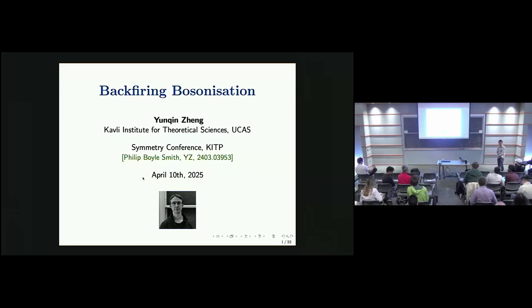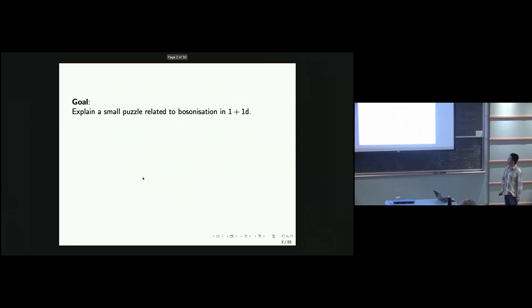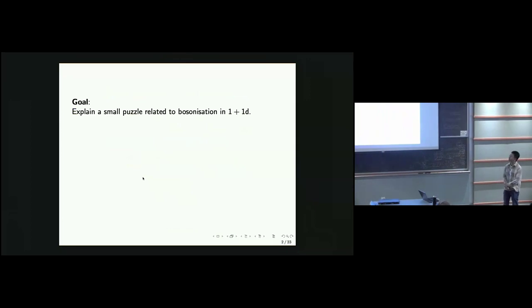Today, I'm going to talk about backfiring bosonization, and this talk is based on the paper we put out last year in collaboration with a fantastic collaborator, Philip Smith, who is currently in CISA. And today, what's the goal of this talk? The goal of this talk is to explain a small puzzle about bosonization in 1+1D.